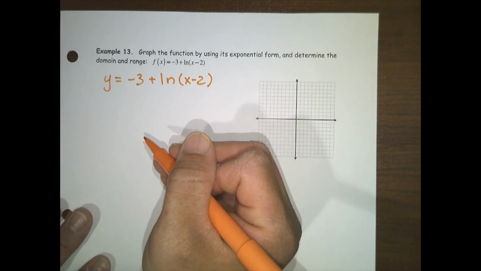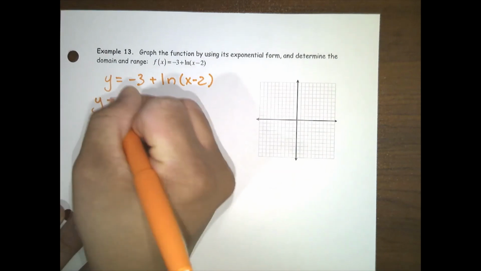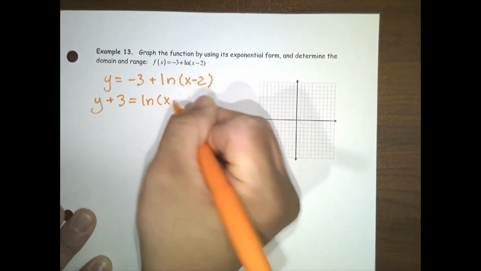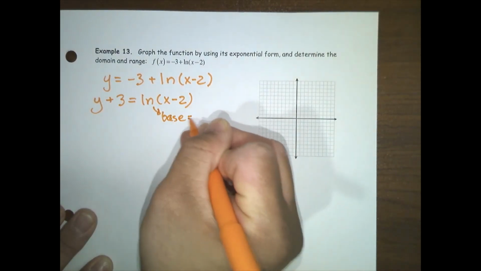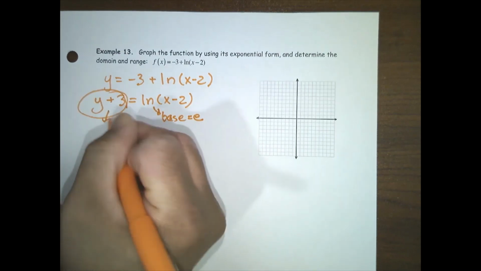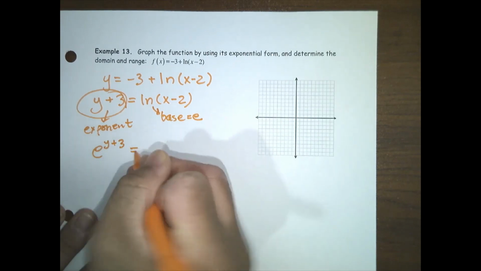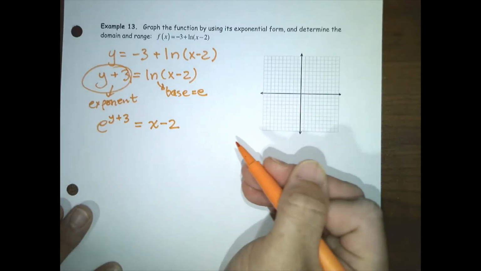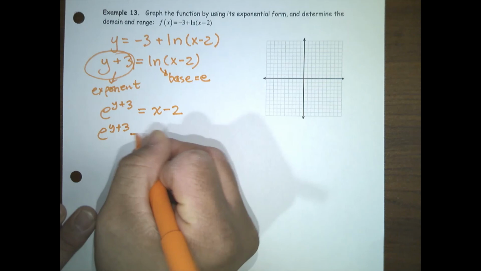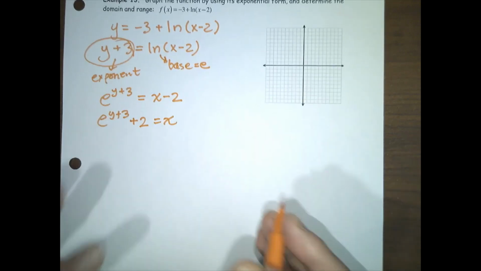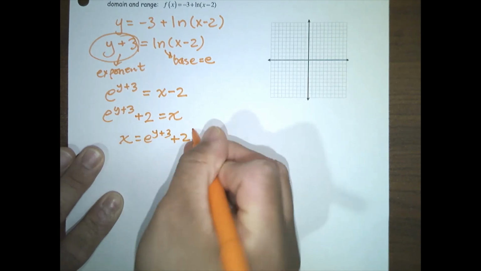So again, I'll start by isolating the natural logarithm. So I'll add the 3. Y plus 3 is natural log of x minus 2. Then remember, the base is going to be e, and y plus 3 is the exponent. So I have e to the y plus 3 is equal to x minus 2. Then I can add the 2 to get e to the y plus 3 plus 2 is equal to x.